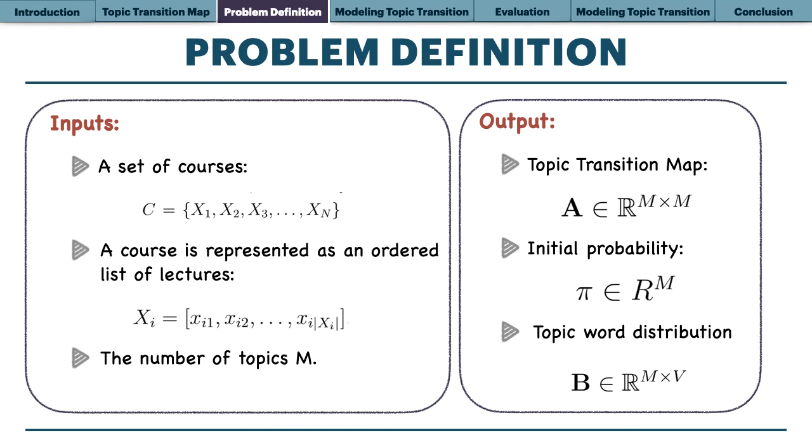So we define our problem as follows. Given a set of courses, C, where a course Xi is represented as an ordered list of lectures to leverage the temporal order of lectures, or the sequence of lectures. We also assume that the number of topics M is given. Our goal here is to model three things: A, which is the topic transition map, pi, which is the initial probability, and B, which is the topic word distribution.